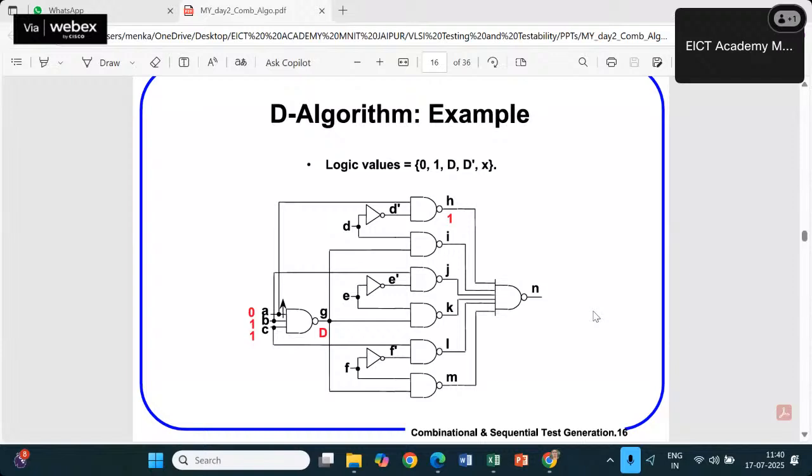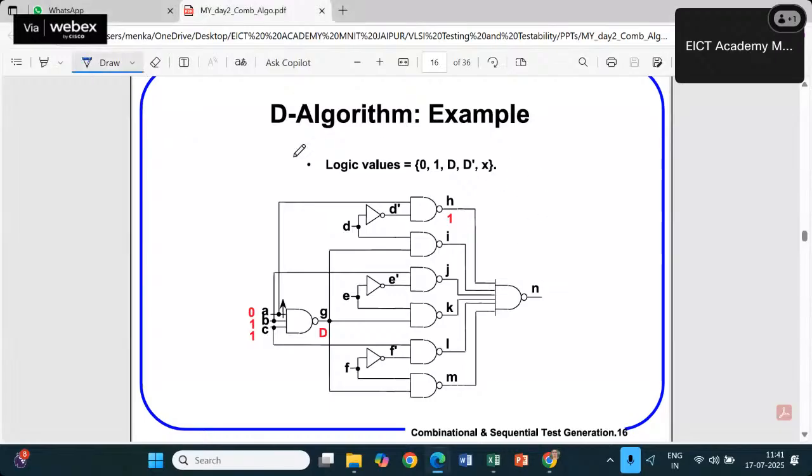So in the last lecture, we covered the D algorithm. We started with this example. Although Professor Virendra Singh has already covered the D algorithm, and from there he has moved to the 9-value algorithm, we will be starting the PODEM algorithm, that is next to the D algorithm, for the combinational circuit. So first, let me explain the D algorithm for the same example so that we can start the next algorithm.